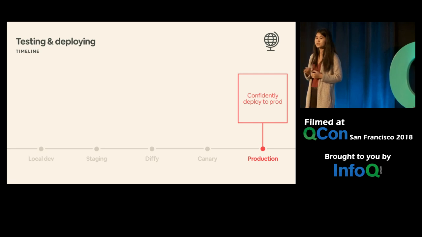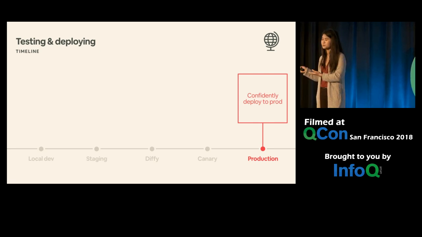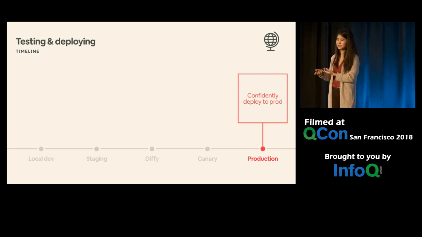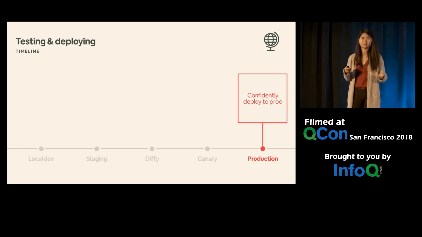Once we've gotten enough traffic on Diffy and are comfortable to move forward, we then move to Canary, and then from Canary, which is a single instance of production, we move on to the rest of the production fleet.